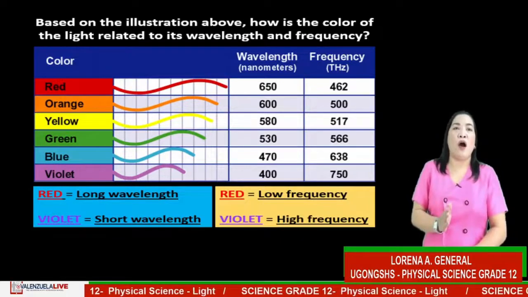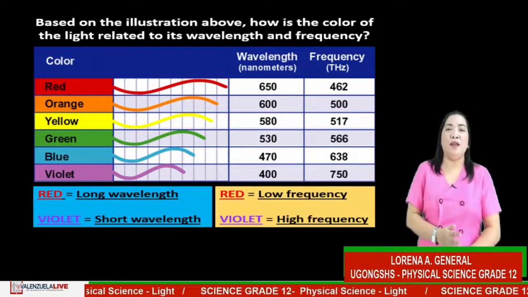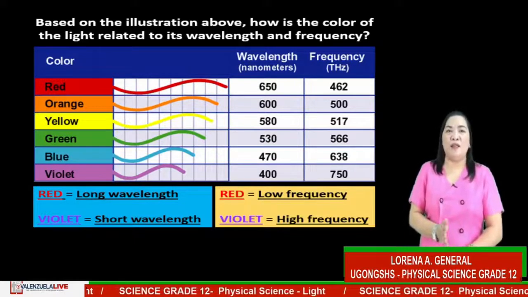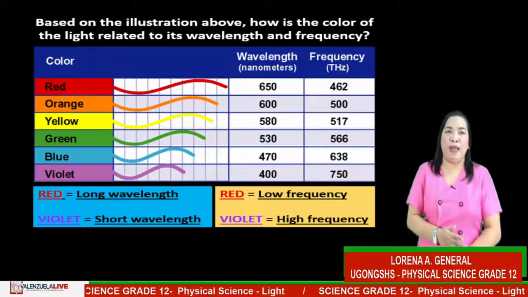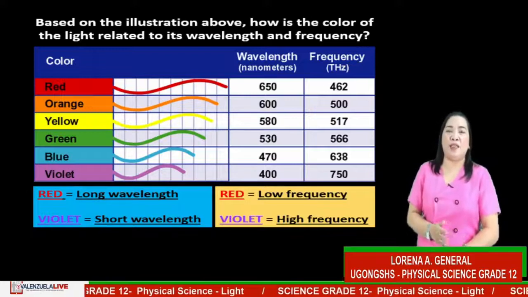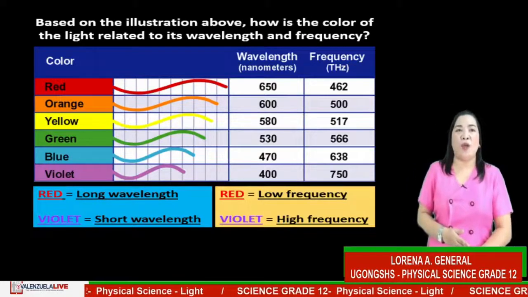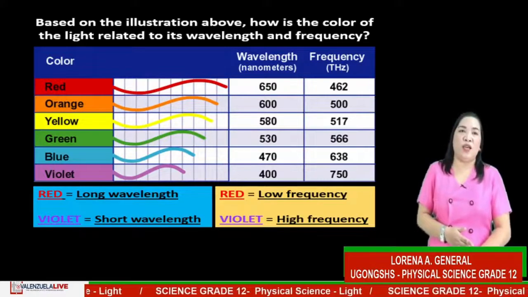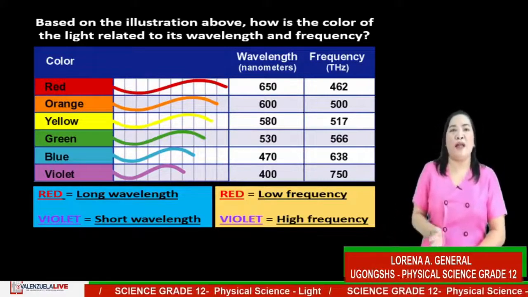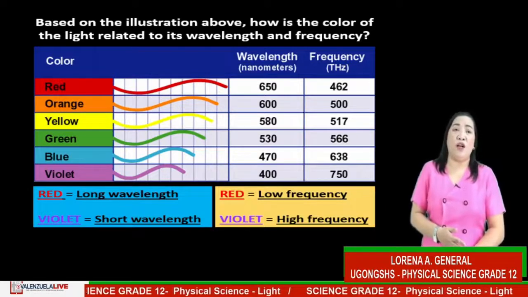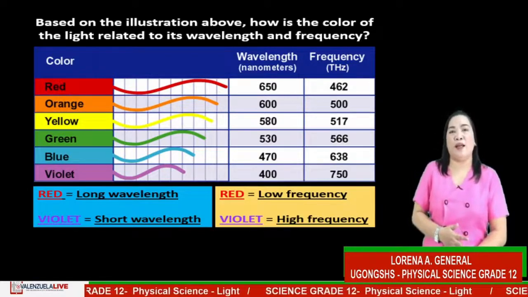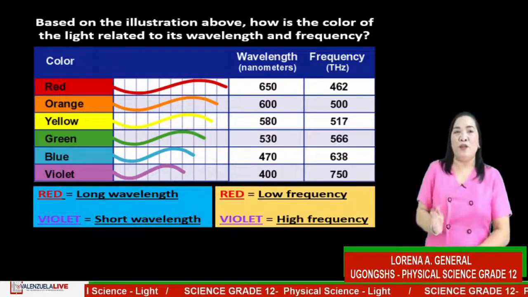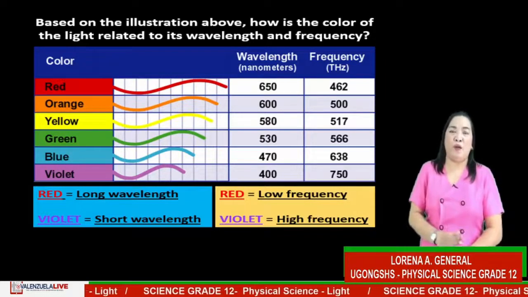Yellow has a wavelength of 580, the frequency is 517. The green, 530 wavelength, frequency 566. The blue color has a wavelength of 470 and the frequency is 638. What about the violet? It has a wavelength of 400 and the frequency is 750. So based on our illustration, how can you relate the wavelength and the frequency?